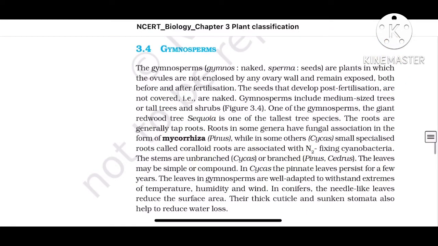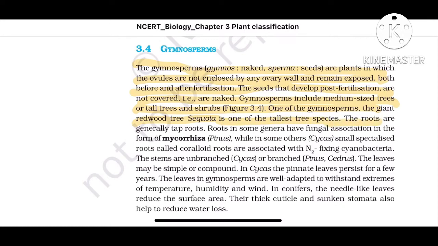Gymnosperms. The gymnosperms, gymnos meaning naked and sperma meaning seeds, are plants in which the ovules are not enclosed by any ovary wall and remain exposed both before and after fertilization. The seeds that develop post-fertilization are not covered, that is, they are naked. Gymnosperms include medium-sized trees or tall trees and shrubs. One of the gymnosperms, the giant redwood tree, Sequoia, is one of the tallest tree species.